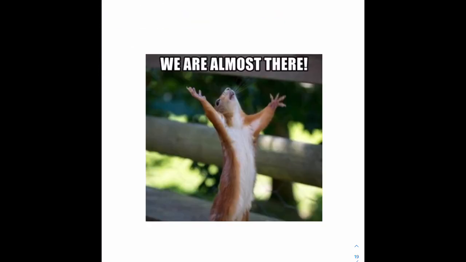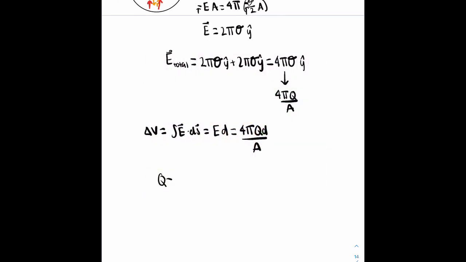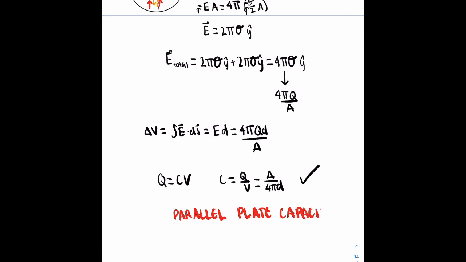And now for the last step. Here we make use of our cool formula that Q is equal to CV, and then since we know both the potential difference and Q, then we can calculate the capacitance. Here you can verify that everything we just did really does match up with a parallel plate capacitor.